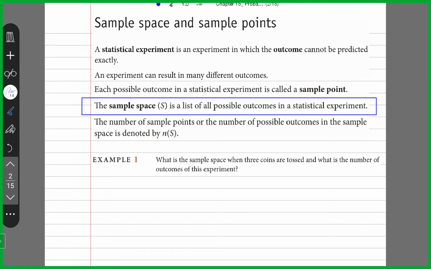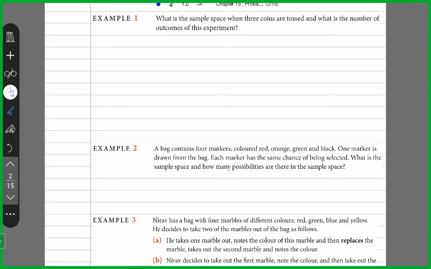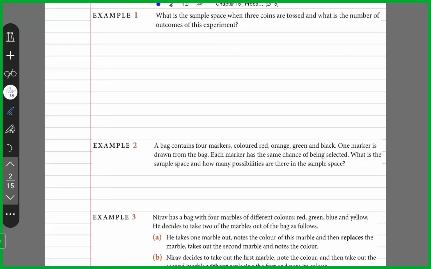Example 1. All right, so let's have a look at examples 1, 2, and 3. Example 1 says, what is the sample space when 3 coins are tossed? And what is the number of outcomes of this experiment? Well, first of all, the sample space S, I want to list it down.